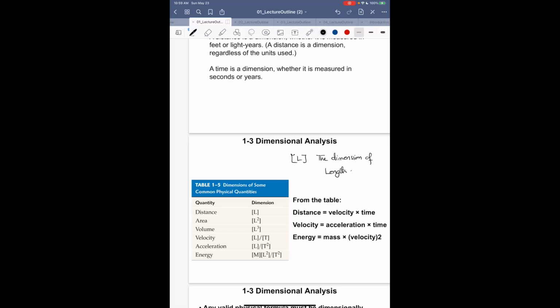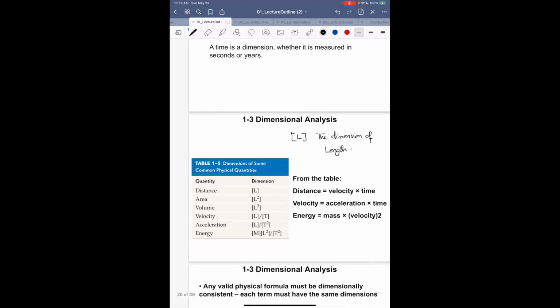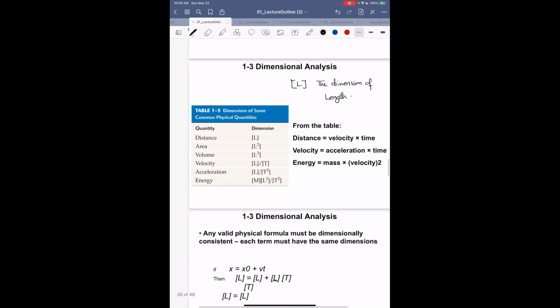Okay, and then area is going to be L squared, volume L cubed. We can derive units, and as I said, we are using this in deriving units or verifying if my quantities, my equations are really correct.